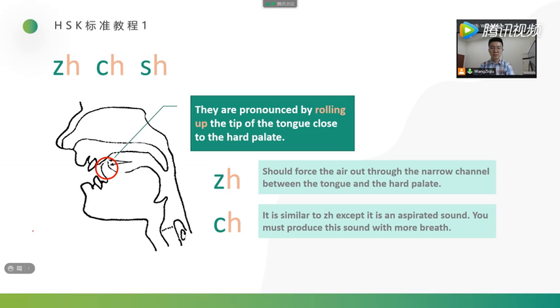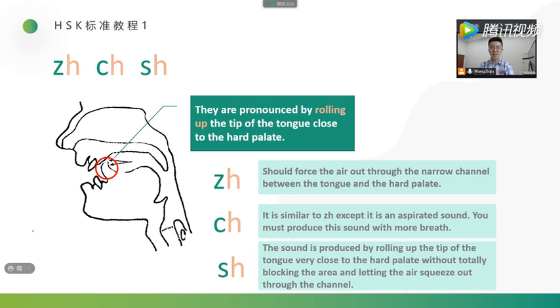When we pronounce 知, we should force the air out through the narrow channel. But when we pronounce 吃, the channel between the hard palate and the tip of the tongue is wider. It's wider. 吃。It's more relaxed. The last one.